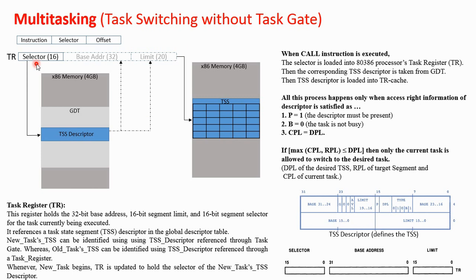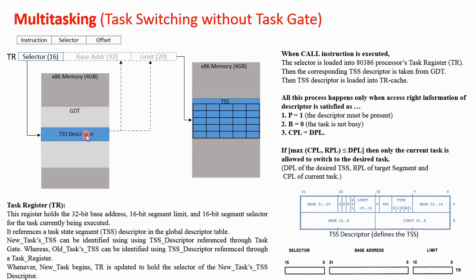Whenever a new task begins, TR is updated to hold the selector of the new task descriptor. So whenever a task-switching related instruction, such as call, gets executed, those instructions have a selector field and an offset within them. At that time the selector associated with it will get copied into the selector field of the task register. This selector field will select the TSS descriptor.